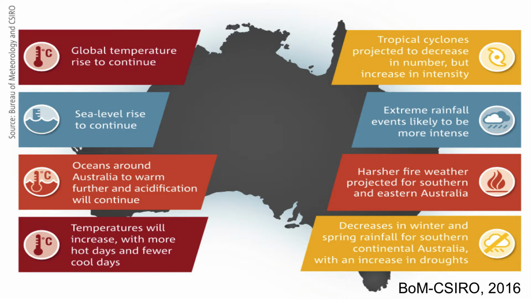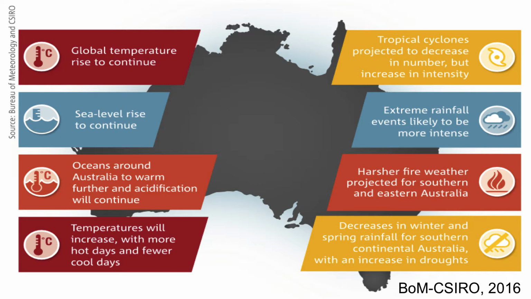And then if we move to the right-hand column, there is also projected, in association with that global warming, a reduction in the total number of tropical cyclones, but a tendency for some of those cyclones to be more intense than they might have typically been in the old days. We also find that in association with global warming that rainfall extremes tend to occur more often. So you tend to get more intense rainfall when it does become intense. And we also find that fire weather in southern and eastern Australia tends to become harsher.